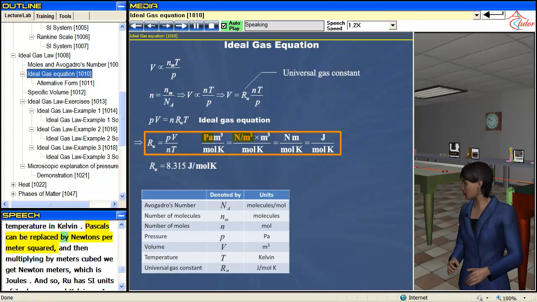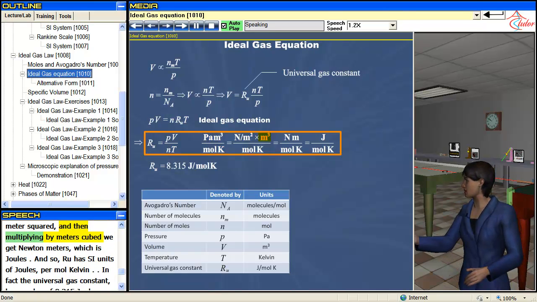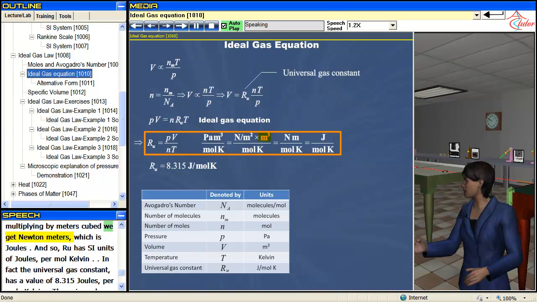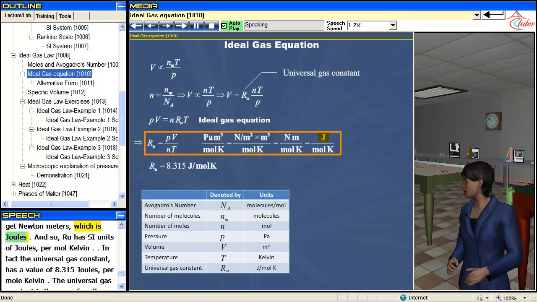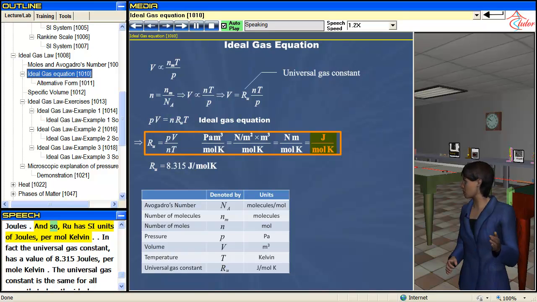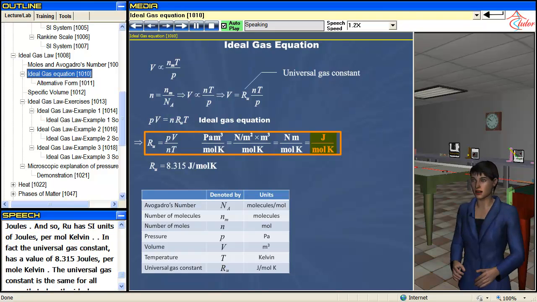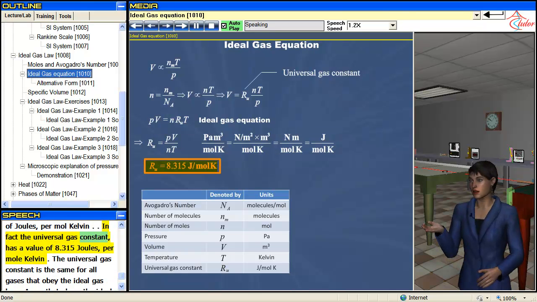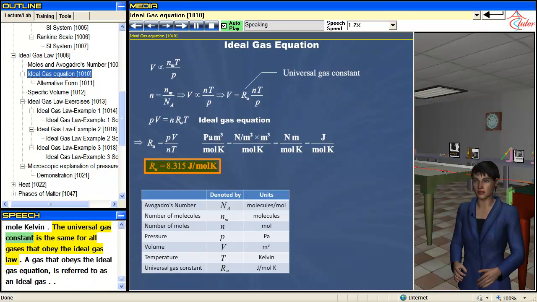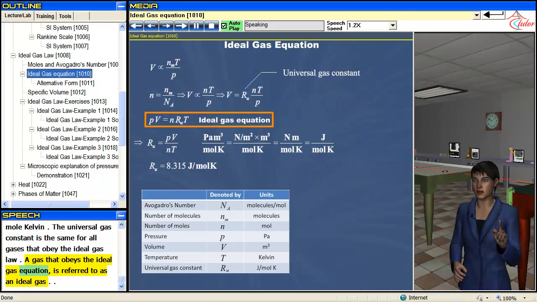Pascals can be replaced by newtons per meter squared, and then multiplying by meters cubed, we get newton meters, which is joules. And so, R_U has SI units of joules per mole Kelvin. In fact, the universal gas constant has a value of 8.315 joules per mole Kelvin. The universal gas constant is the same for all gases that obey the ideal gas law. The gas that obeys the ideal gas equation is referred to as an ideal gas.